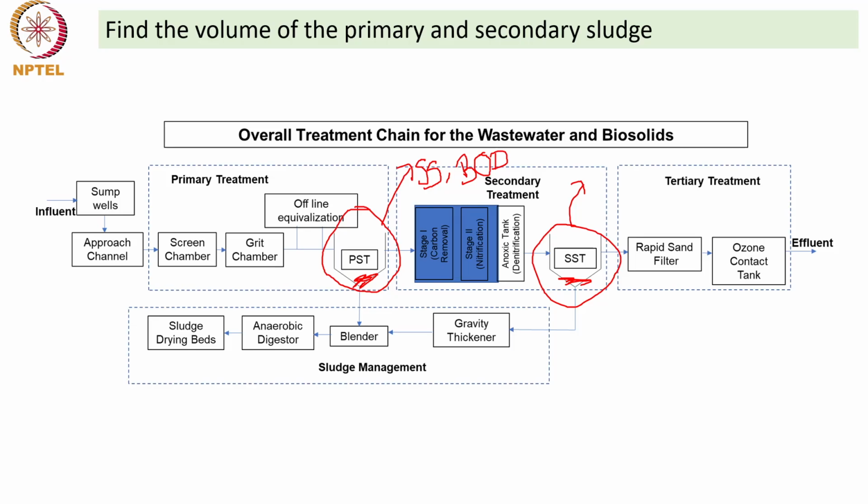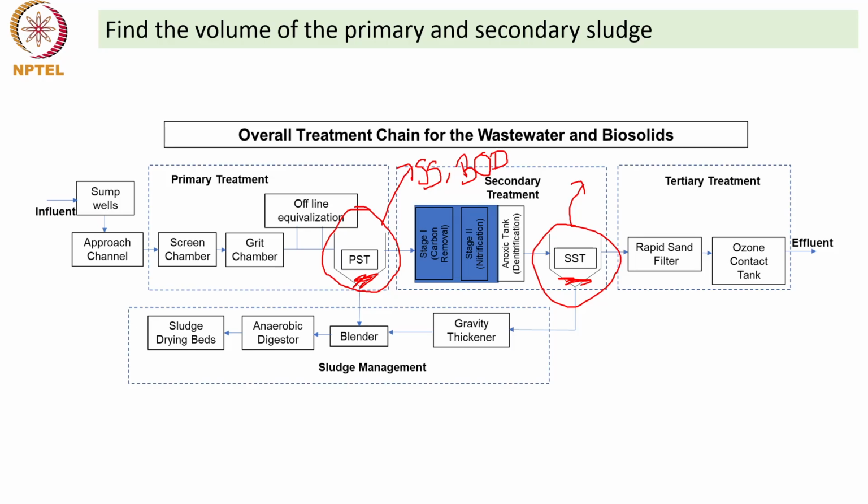So in case of the primary sedimentation tank, some sludge will be produced, and in case of the secondary settling tank, some sludge will also be produced. Now your task is to calculate the volume of the primary sludge and the volume of the secondary sludge that is getting produced.